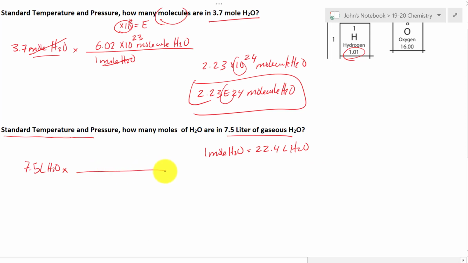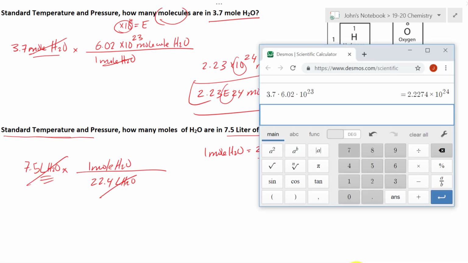So we multiply it. And in this case, this is liter right here. So this part will be on the bottom. So 22.4 liter of H2O. What's on top? Well, on top would be 1 mole of H2O. And look what happened to the liter. It cancels out. And now we just plug into our decimal calculator.